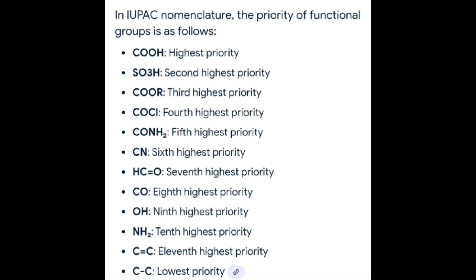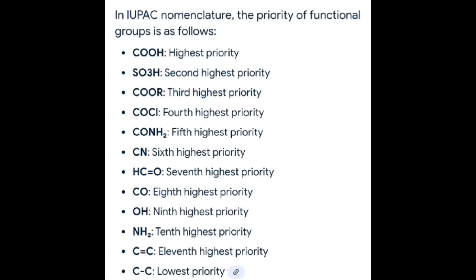The next important part is the nomenclature of organic compounds that contain functional groups. If you find that there are functional groups present in your hydrocarbon chain, then while you're numbering carbon atoms, make sure you give priority to the functional groups also. That is, if you find a COOH group, that is a carboxylic acid group, as a functional group in your hydrocarbon chain, make sure you give the first position to the carboxylic acid group.